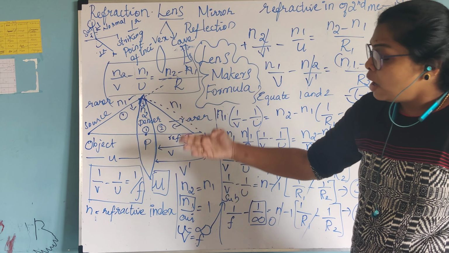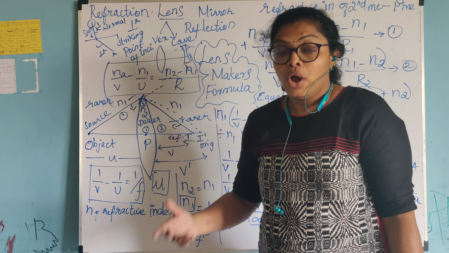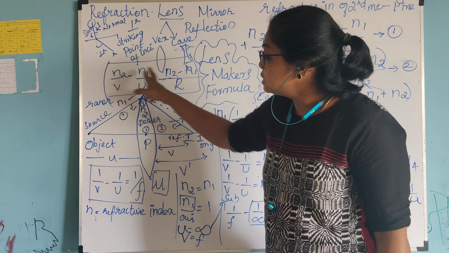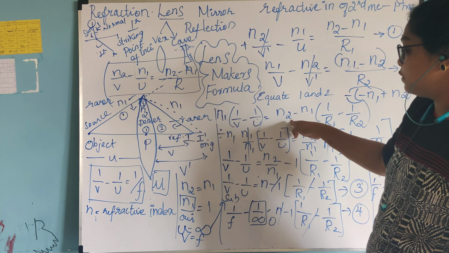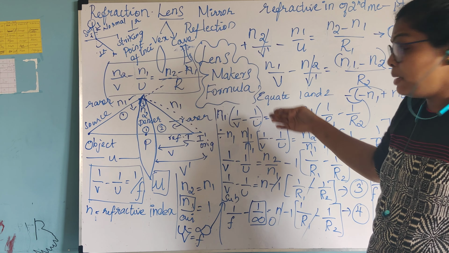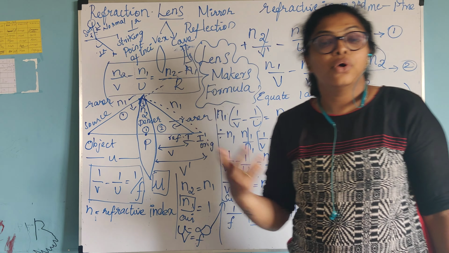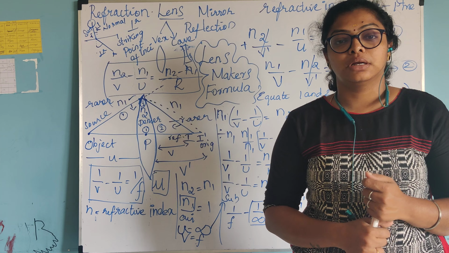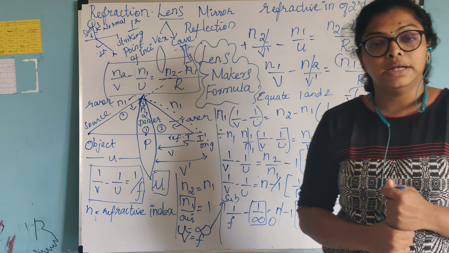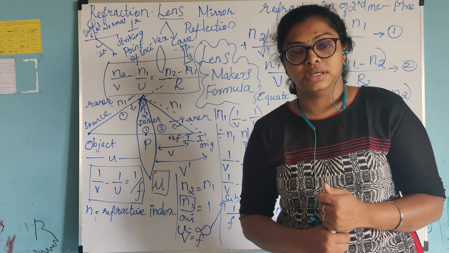In this sum, they may ask you to find f, or sometimes they will give the refractive index values. Straight away they will give this equation and the refractive index values, and they may ask you to find v or u or f. So you will even get problems based on this question. Clear? Hope you don't have any doubt. If you have a doubt, we can clarify it. Thank you.